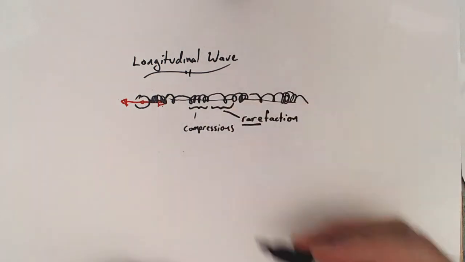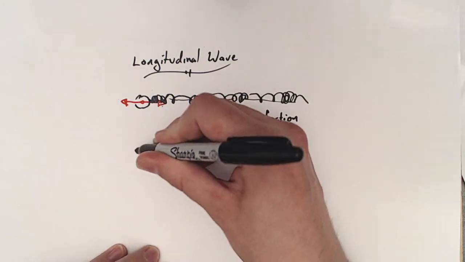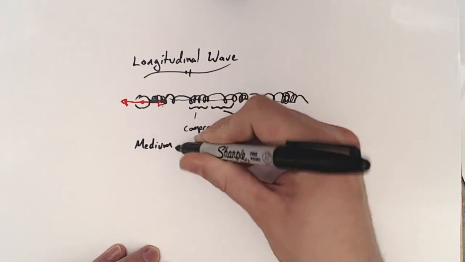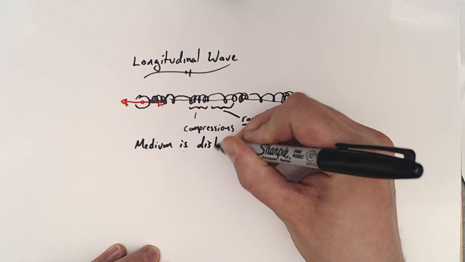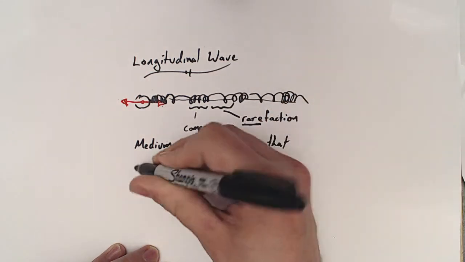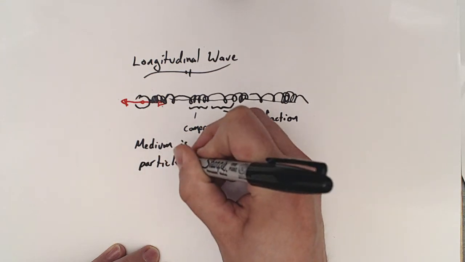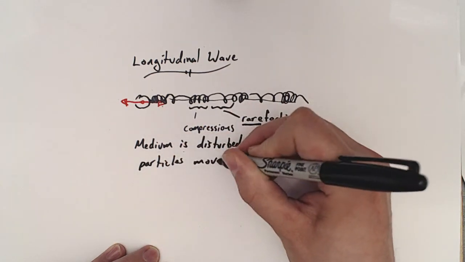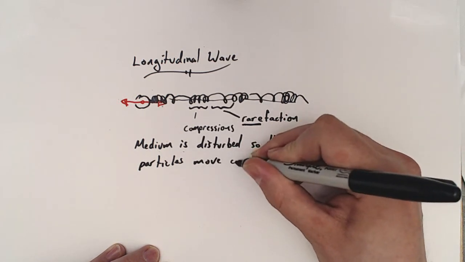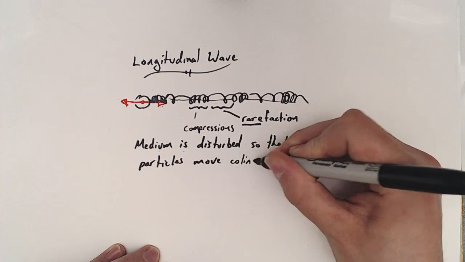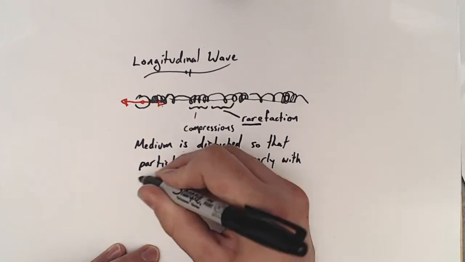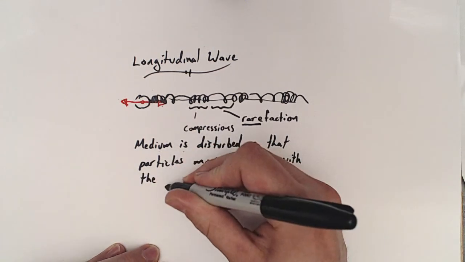And so we might define a longitudinal wave as a wave where the medium is disturbed so that particles move, some people say parallel, I want to say collinearly, with the direction of wave travel.